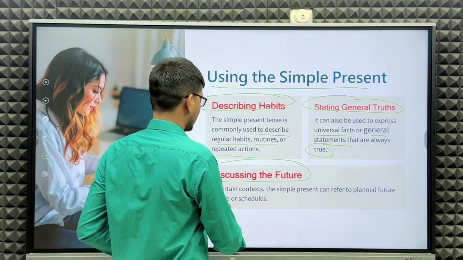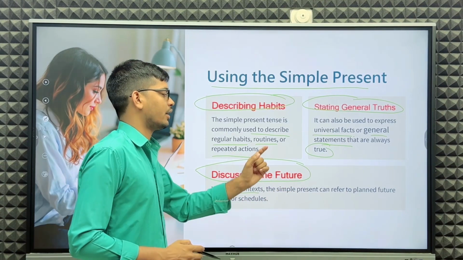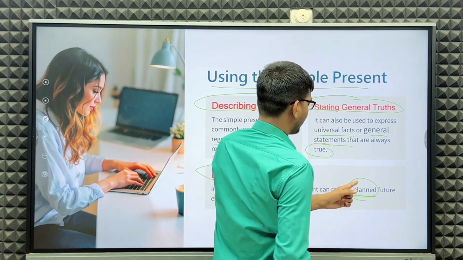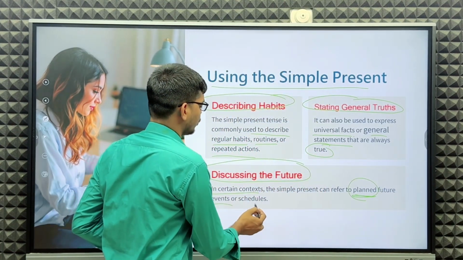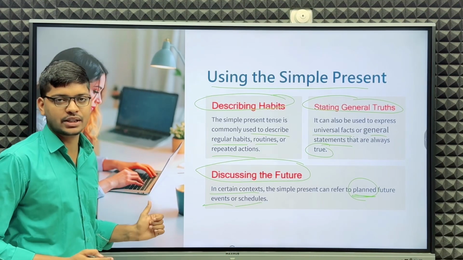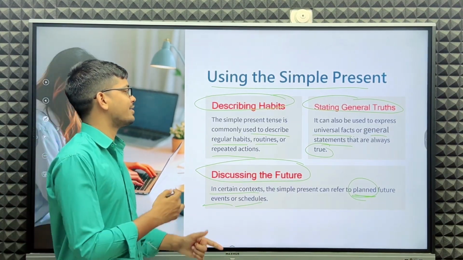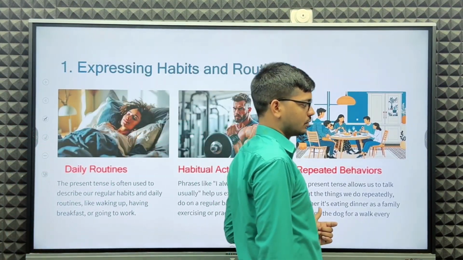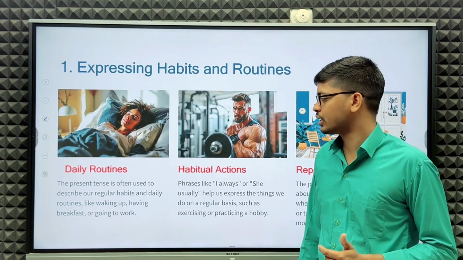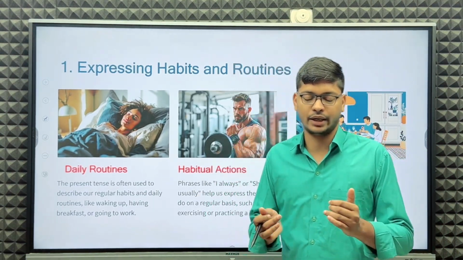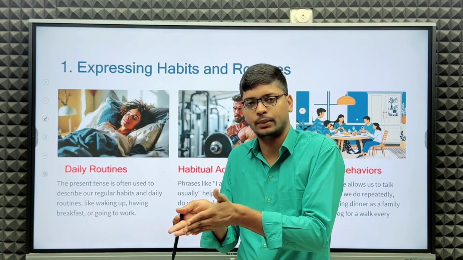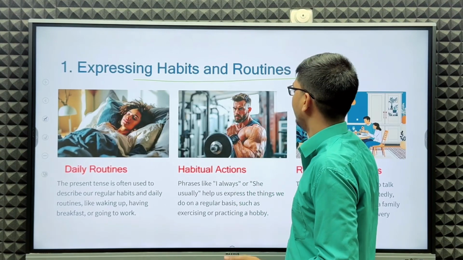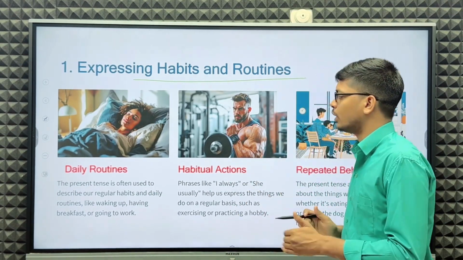Discussing the future. In certain contexts, the simple present tense can refer to the planned future. The word planned is very important here: planned future events or schedules. So we also use the simple present tense. Okay, so let's see the next uses of the present simple tense. First, we have seen them in short points, but now we will do them in detail. First detail, expressing habits and routines, you know, daily routines.